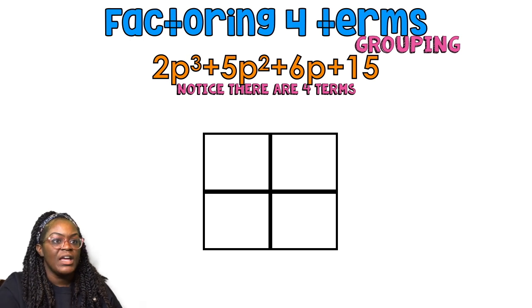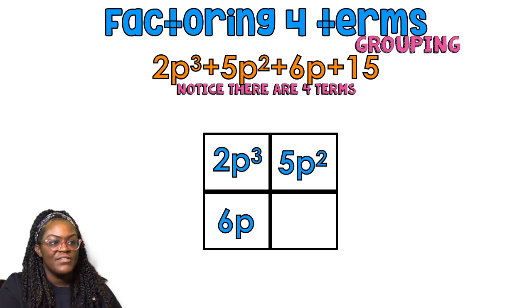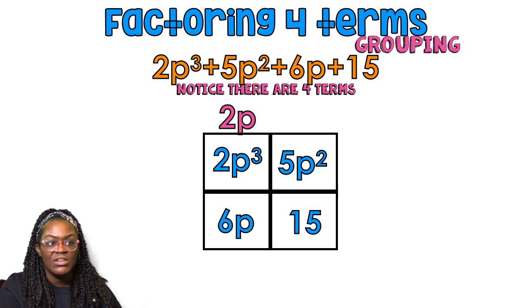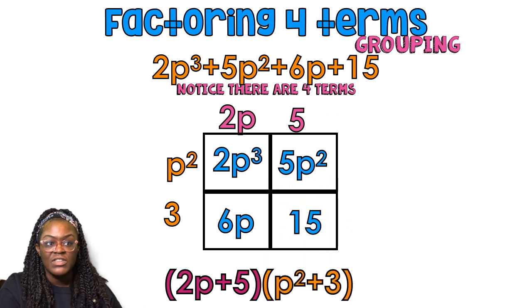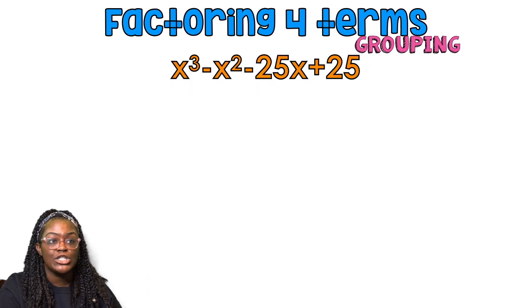And time. Okay, so you're going to put each term inside of their appropriate box. You're going to find the GCF of the left side, so that's going to be 2p. And then the right side, that's just going to be a 5. You're going to find the GCF of the top row, that's going to be p squared, and then the GCF of the bottom row, that's going to be 3. So 2p plus 5, and then p squared plus 3. Neither of these is the difference of two squares, so guess what? That's your answer.